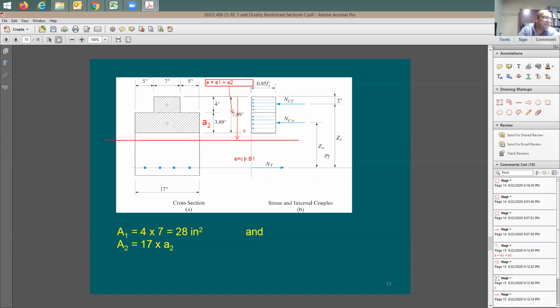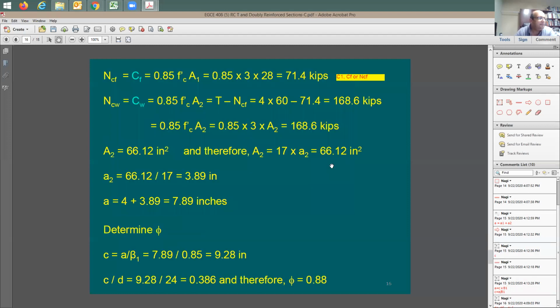You guys know this equation, this beta. Now I have a, I solve for it, and I'm looking for c. So you can say here that c equals a divided by beta 1. And with that, I'm going to have the depth of the neutral axis. So I said, okay, fine. Let me find this depth c. It's going to be equal to a divided by beta 1. Beta 1 in this case is 0.85 for this concrete strength. How much is the concrete strength in this problem? Anyone recalls?